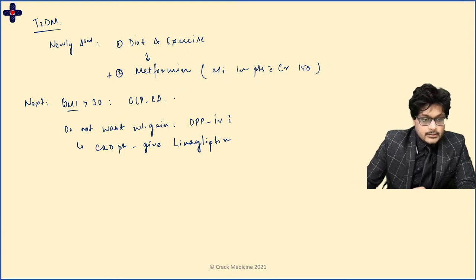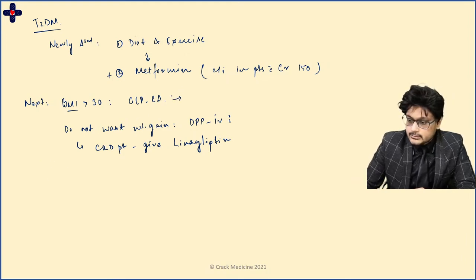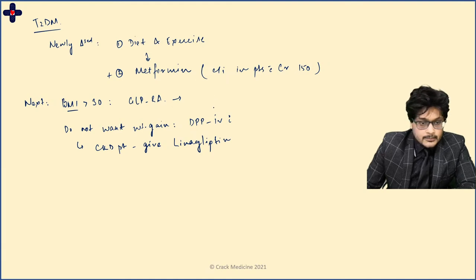All right, this will not only cause... There are some guidelines that say that you should use metformin cautiously, but it is absolutely contraindicated if the GFR or eGFR is below 30. Yes, you are correct. Okay, this is actually a very costly drug.